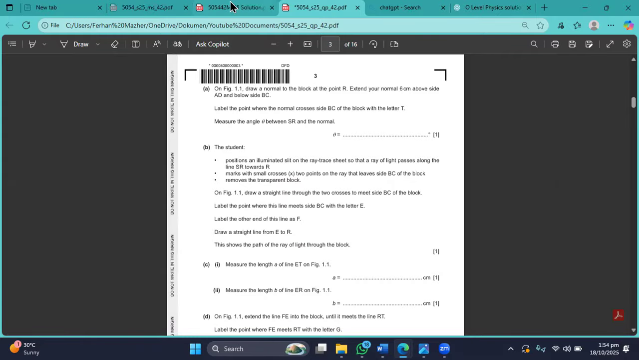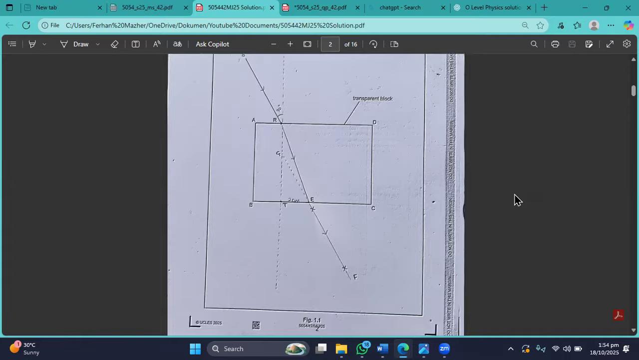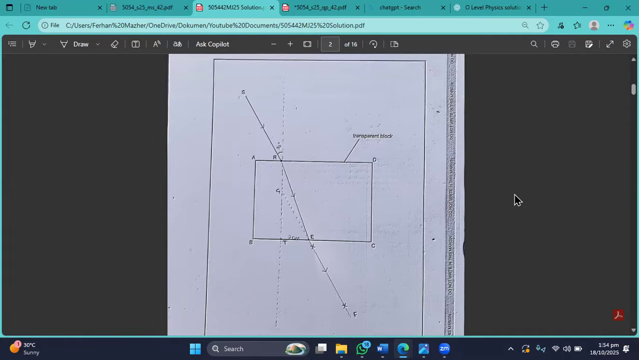Okay. So what we have to do is draw a normal at the point R. Normal is a line which will be making a 90-degree angle with the side AD. And then you have to prolong it. So we have prolonged it 6 centimeters above the AD, and we also have prolonged it below the BC side. You see this dotted line, this is the normal at the point R. Normal is making a 90-degree angle with the surface.